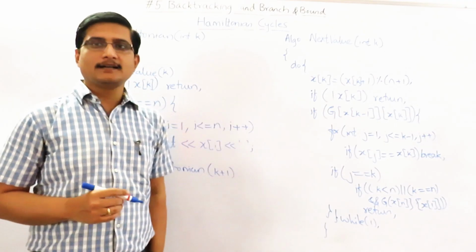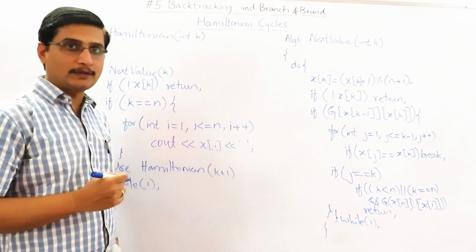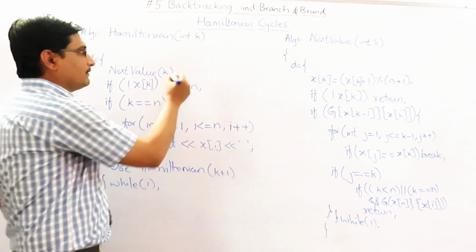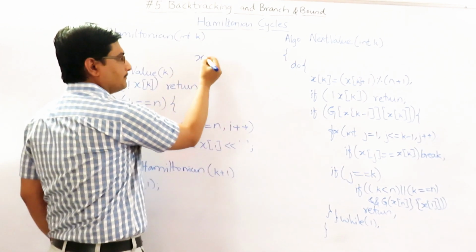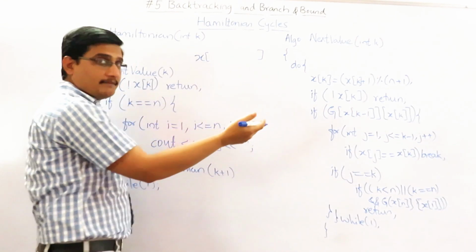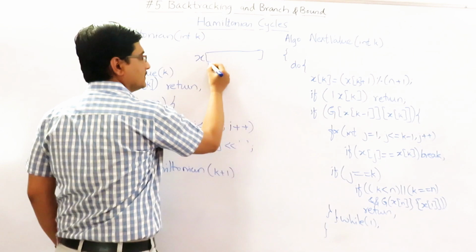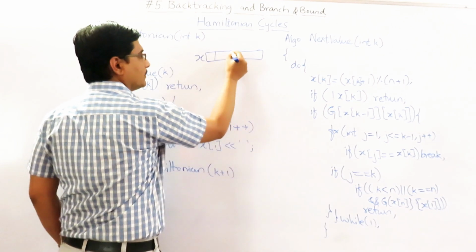So let us see the Hamiltonian cycle algorithm, the pseudocode of this algorithm, how it works. Say if we want to develop a solution vector X. Say in the previous example we had 6 vertices. So let us assume we are going to have that.